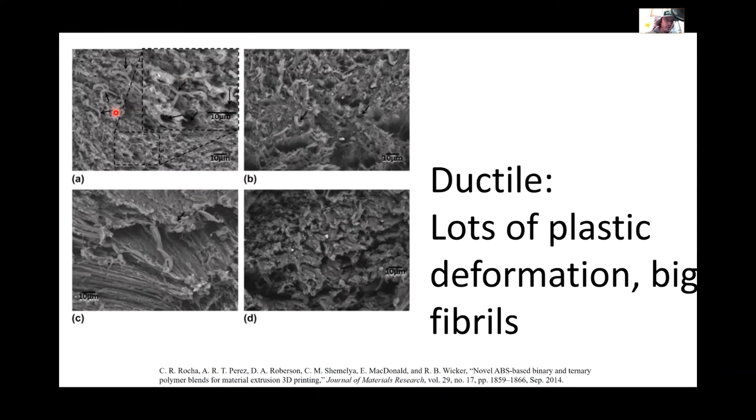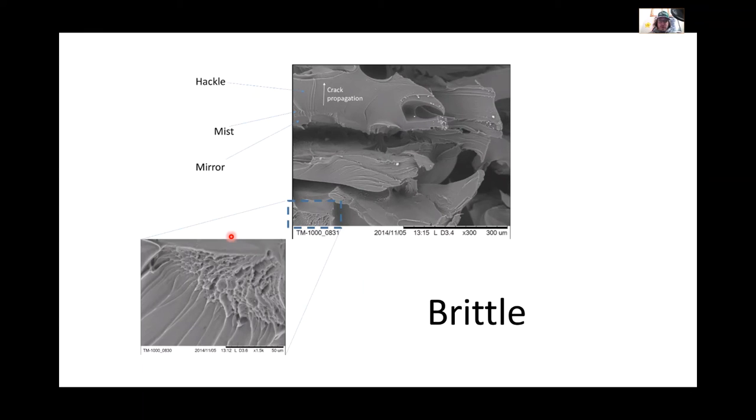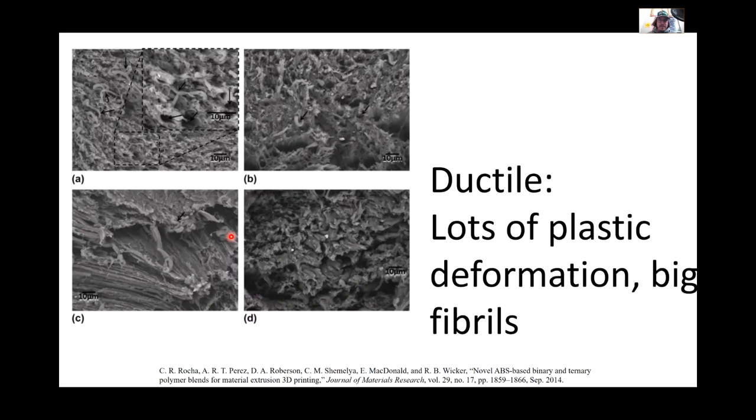And if you look really closely, you see these black arrows, and the black arrows are pointing at fibrils, basically. And this is a blown up region of this area here, to try to get a better view of the fibrils. This was off that old Hitachi tabletop SEM, excuse me. So not the best instrument, but not the worst instrument either. But anyway, fibrils, look at that. Very nice. Ductile, lots of plastic deformation, big fibrils. This is brittle, not very much plastic deformation, to the point where you even see mirror, mist, and hackle. And we usually associate these fracture surfaces with glass or another ceramic, that kind of thing.